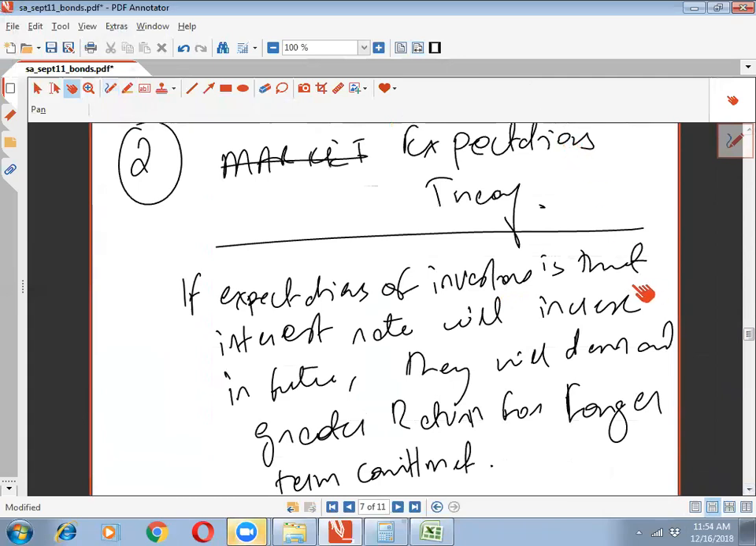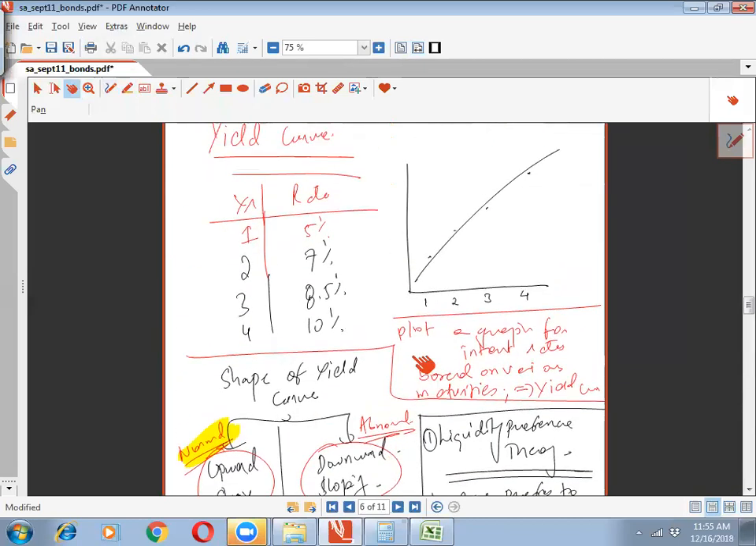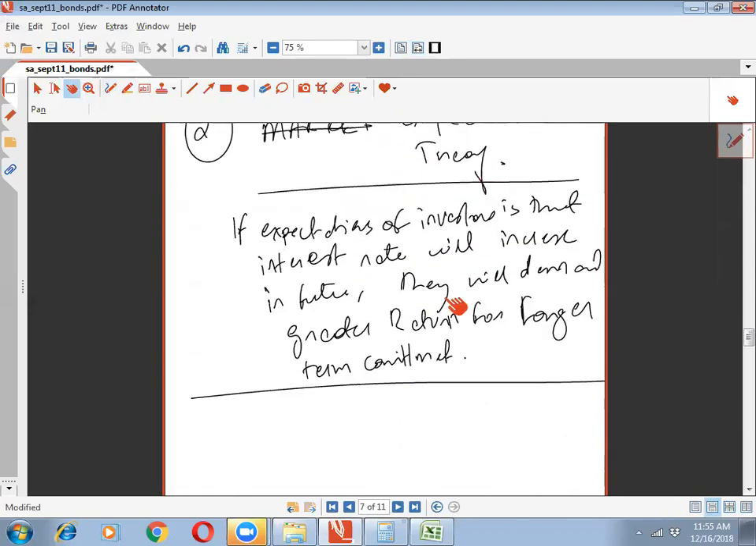So what is this expectations theory? This expectations theory tells us that if the expectation of the investor is that the interest rate will increase in future, they will demand greater return for longer term commitment. So generally when we talk about the yield curve, we talk about it being upward sloping, and there are probably multiple theories behind it. A few of the theories are the liquidity preference theory and the expectations theory.